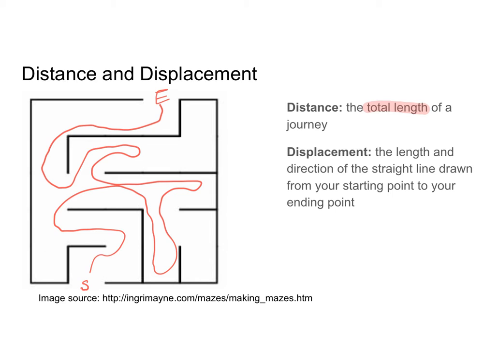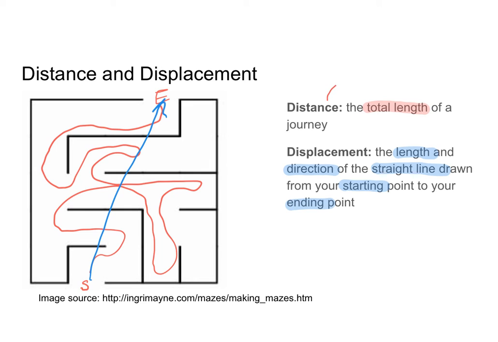Displacement, on the other hand, is the length and direction of the straight line drawn from your start point to your end point. So my displacement, no matter how well I am able to navigate this maze, is the length of this straight line. So you'll see my distance can change based off of how good I am at navigating my maze. In other words, my distance changes based off of my route.